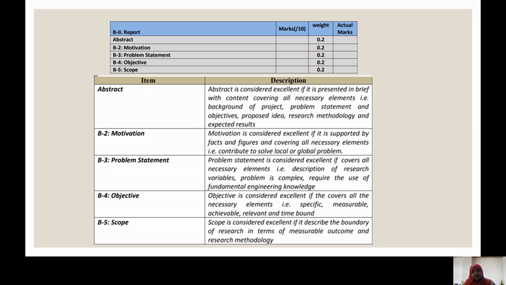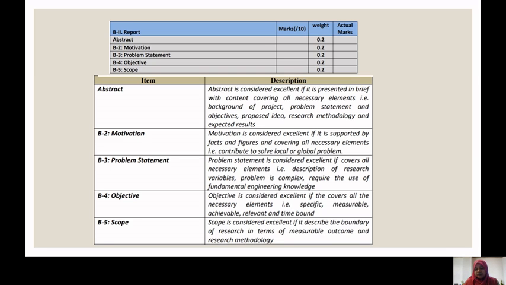So what scope does is it should describe the boundary of research, in terms of what you can measure, and also in terms of your methodology. It has the same marks, 10 marks, and the same weightage. So you can see that the items in the first part of the report have the same weightage. That means they have the same importance, so you cannot neglect any part of it and just write whatever.